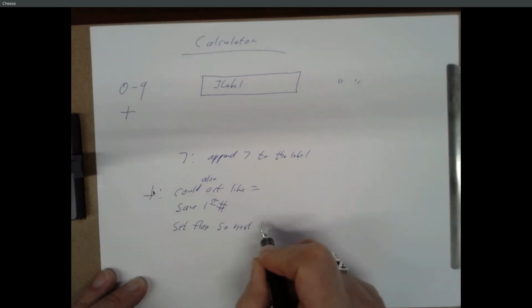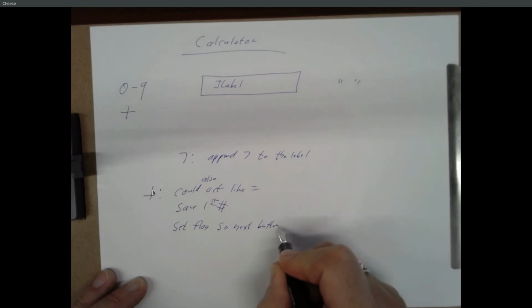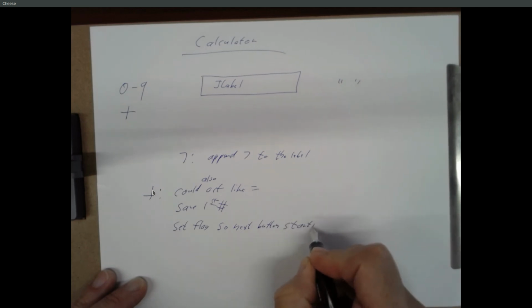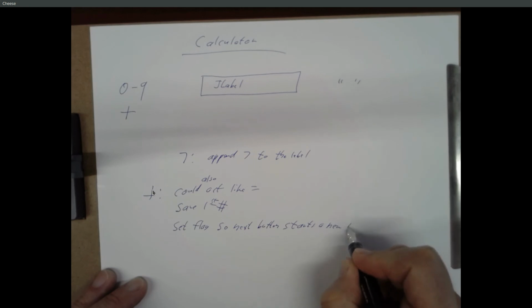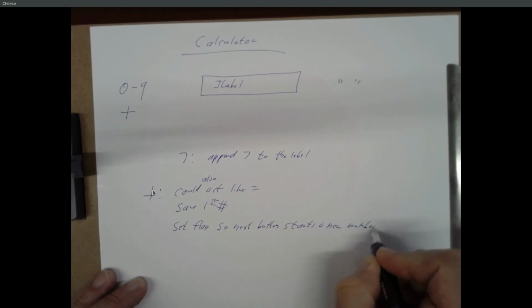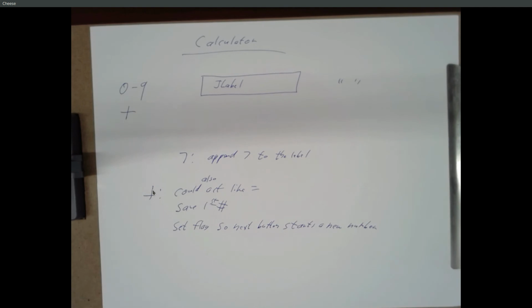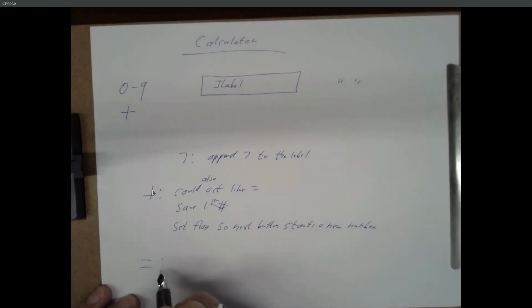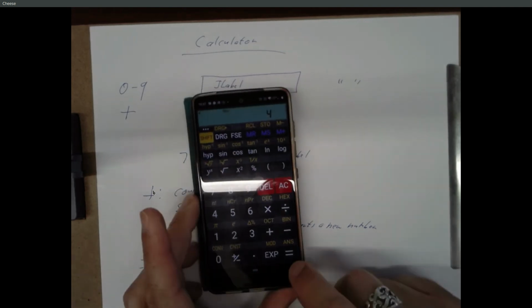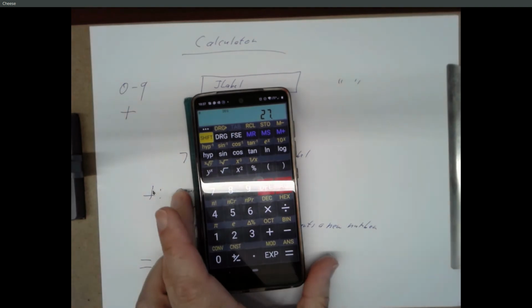So next button starts a new number. And if we've already done this twice, then it should also act like an equals sign. Alright, and what happens when you hit the equals sign? Yeah, I did 23 plus 4, and now I hit equals, and there's 27.